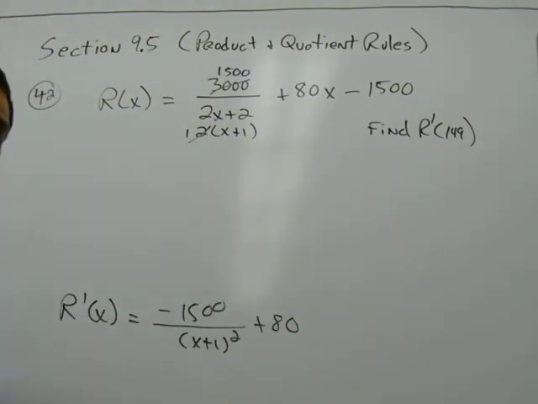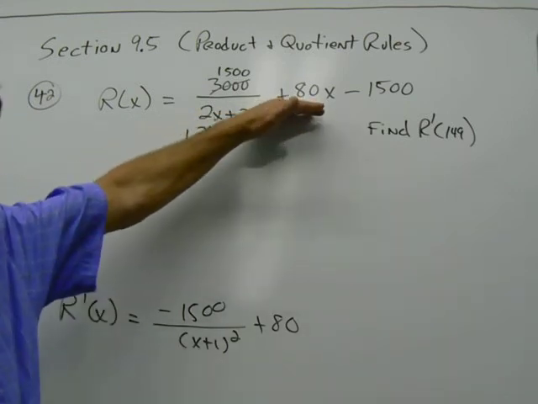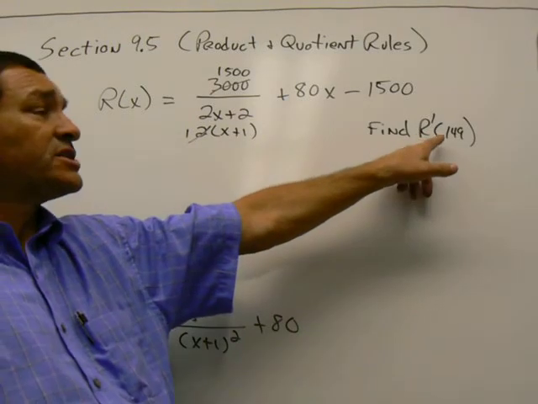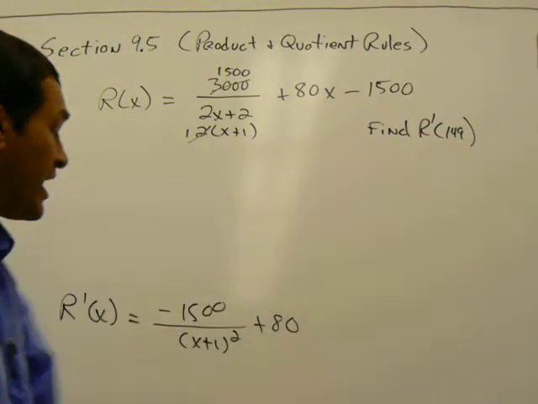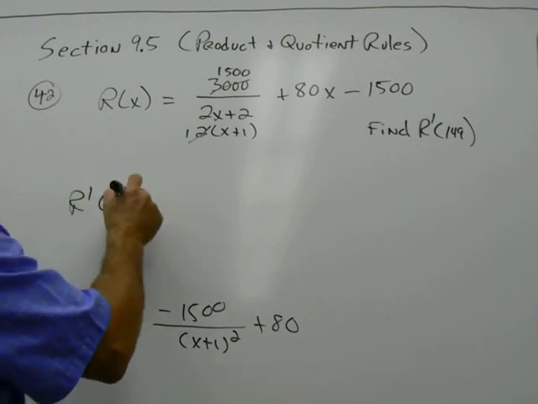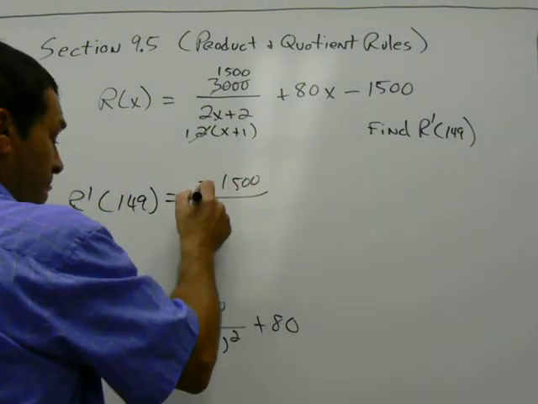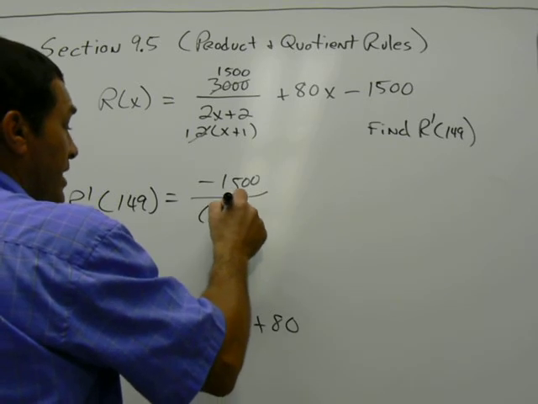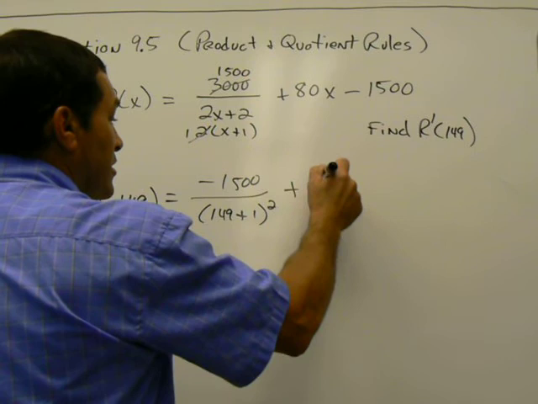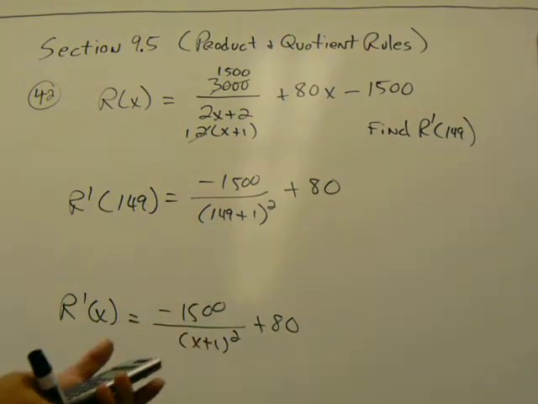Now, remember what I said? The book asks us to find, if they want to know, for this revenue function, what is the marginal revenue if production is currently at 149 items? All they're saying is take the derivative and evaluate it at 149. So plug 149 into this. R prime of 149 will equal negative 1,500 over 149 plus 1 squared, plus 80. Substitute 149 for x. Use a calculator to simplify that.